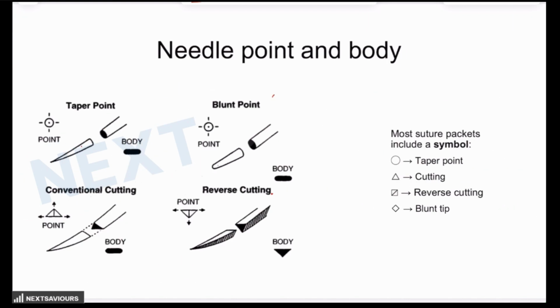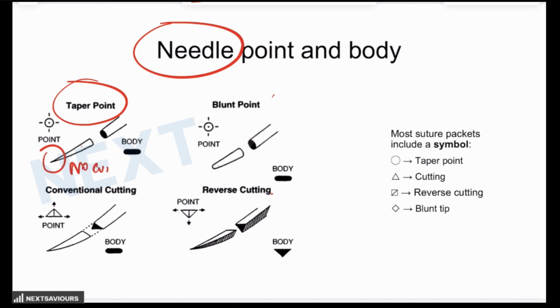Now, another point of the suture is the needle. The needle has to be categorized on two backgrounds. One is what the tip is made up of. The tip could be a taper point, where the round bodied needle ends in no cutting edge. It is simply a taper type of needle which has no cutting edge. That is taper point.